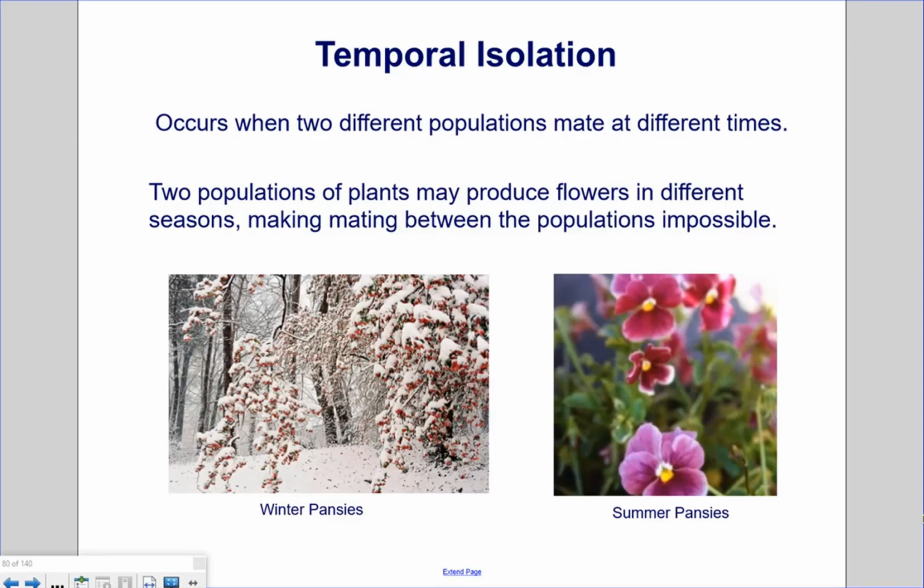Another example is frogs. Different species of frogs will mate at different times during the spring and summer. So a frog that mates during the spring will not mate with a different species of frog that mates during the summer.